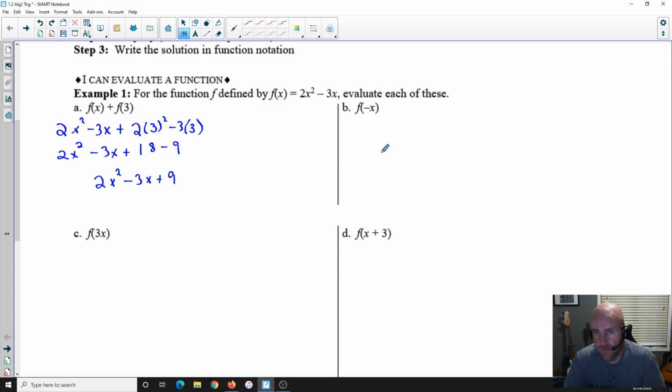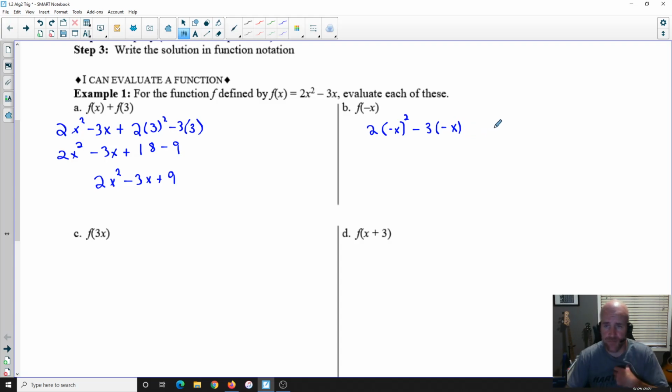We go to part B, f of negative x. So instead of f of x, it's f of negative x. All we're doing is taking all of our x values and changing them to negative signs. Remember, anytime you're dealing with a negative, we are going to put parentheses. So we have 2 in parentheses, negative x squared, minus 3 times negative x.